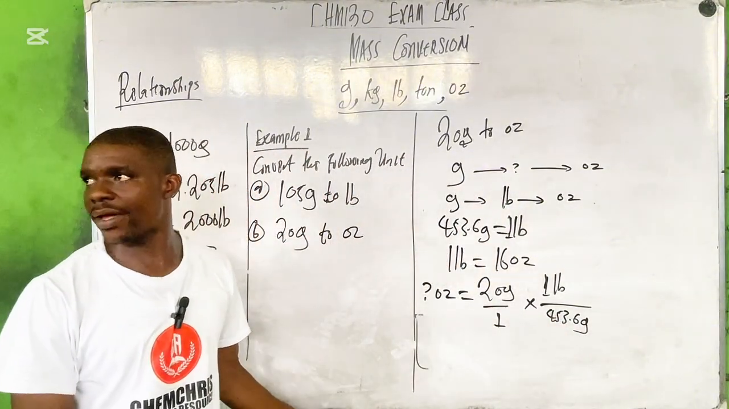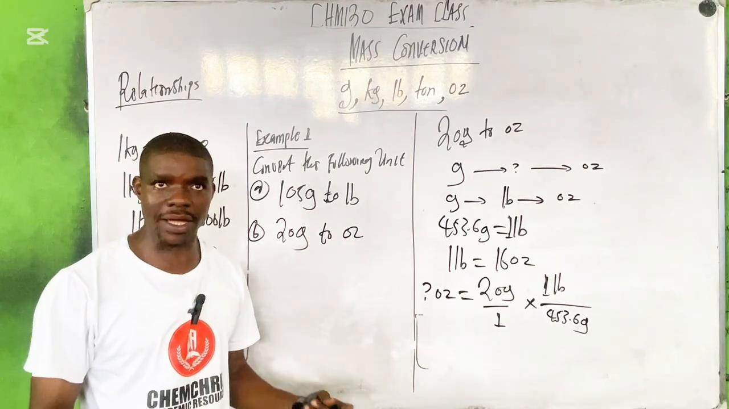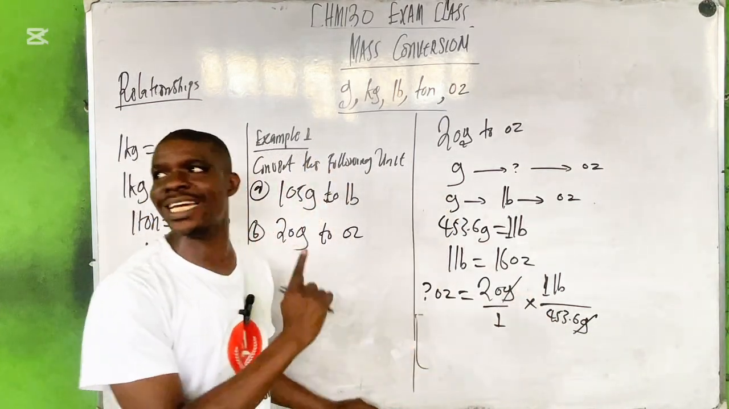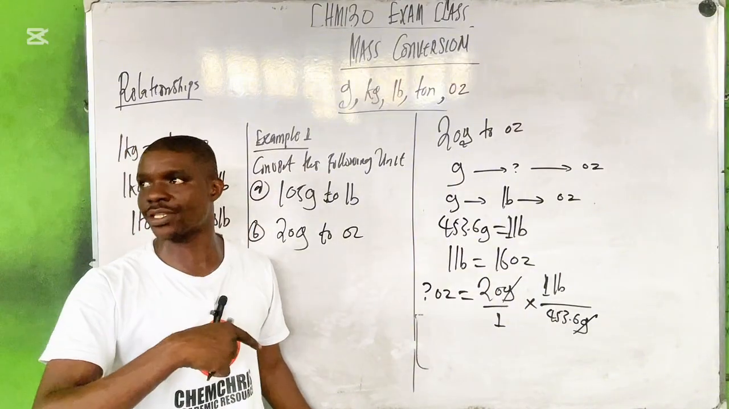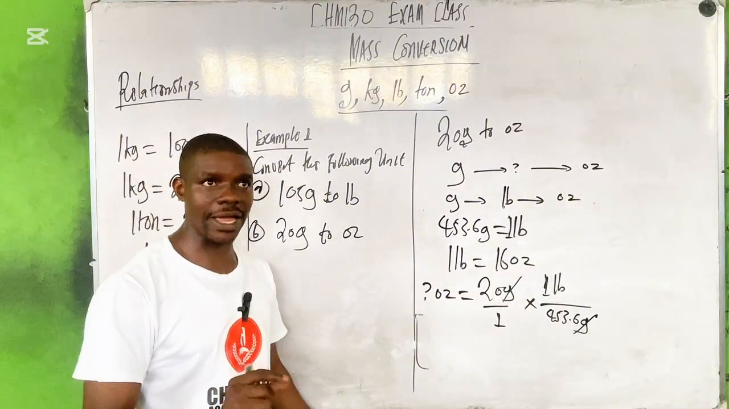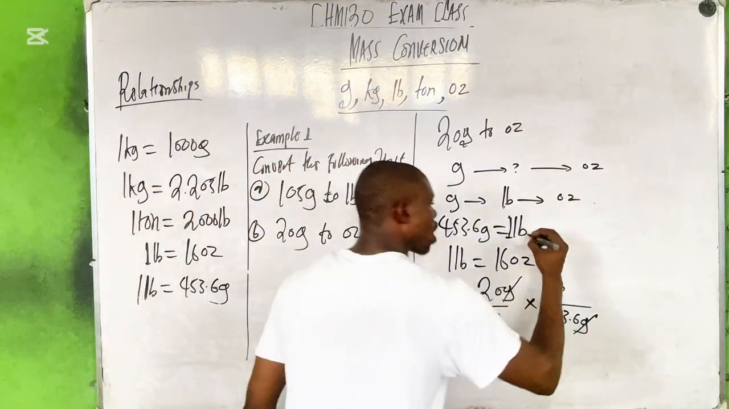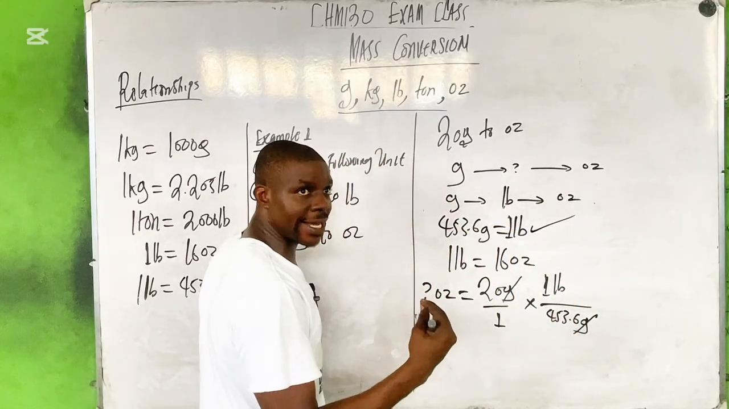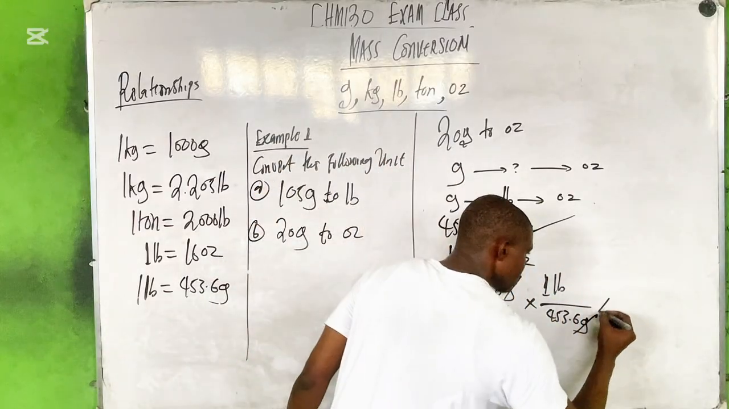Are we together here? Yes, so that gram and gram can cancel. Is it clear? Guys, we are done with this part. Are we together here? Yes. And let's say times.